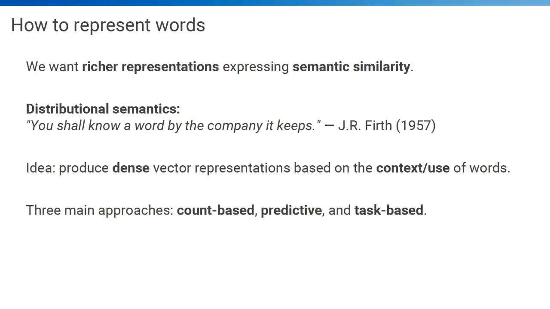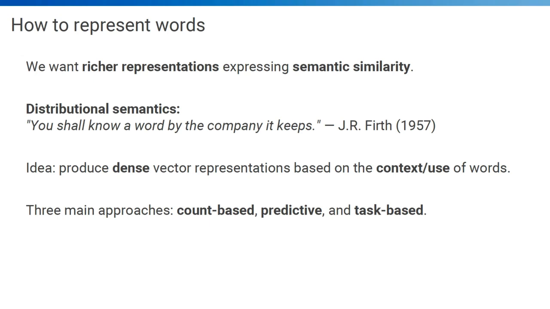There are many other thinkers in philosophy of language and linguistics that have said similar things, notably Ludwig Wittgenstein, who said around the 50s as well that meaning is simply use, that we understand language by understanding how it's used in a particular community. And we'll talk today about how you can translate this idea into a method or several methods for learning word representations. So we're going to be producing dense vector representations as opposed to very sparse vector representations, based on the context and use of words.